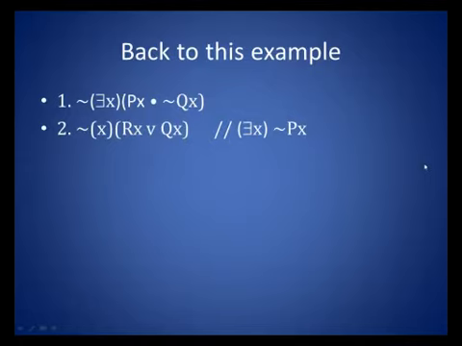So let's go back to the original example that we were looking at. I have premise 1: it's not the case that there exists an x such that x is P and x is not Q. And then this says it's not the case that for all x, x is R or x is Q. Therefore, there exists an x that's not P.